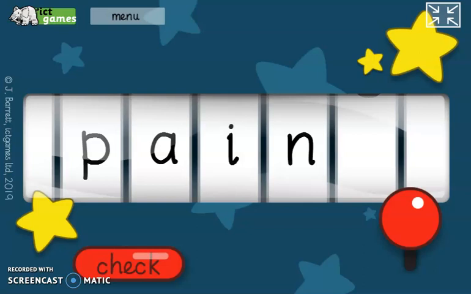So have a look at the word and see if you can sound it out on your own first, and then we'll try it together. P, A, N. P, A, N. Pain. Well done.